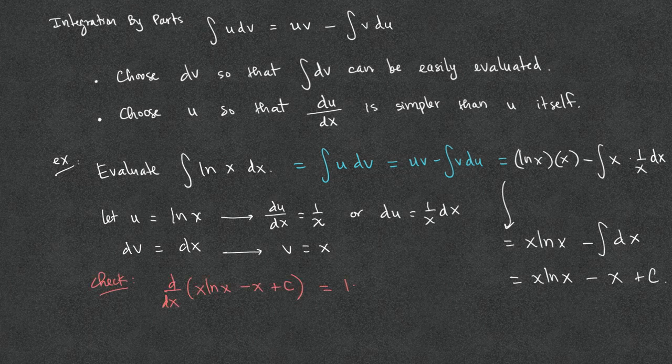We can check this answer by taking the derivative with respect to x. Using the product rule, the derivative of x ln of x is 1 times ln of x plus x times 1 over x. The derivative of x is 1 and the derivative of c is 0. Simplifying this, we have ln of x, and so x ln of x minus x plus c must be the antiderivative of ln of x.